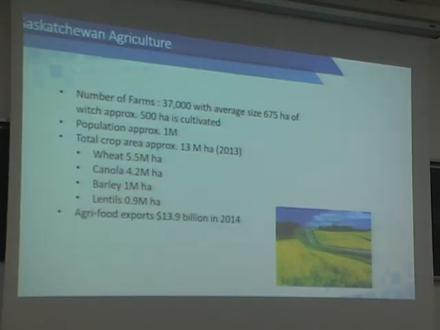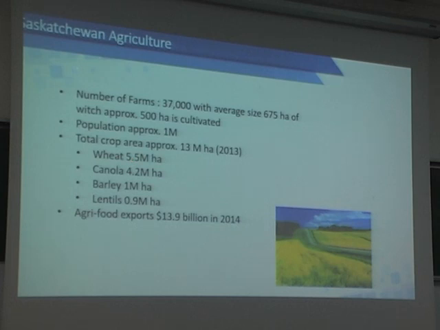This province has some interesting statistics, and I'll try to do some comparison with Morocco. There are 37,000 farms with an average size of almost 700 hectares. About 80% of the farms in Morocco have less than 5 hectares. There's 1 million people, whereas there are 35 million in Morocco, living in the same area. And there are 13 million hectares. In Morocco, I believe, it is around 9 or 10 million hectares.